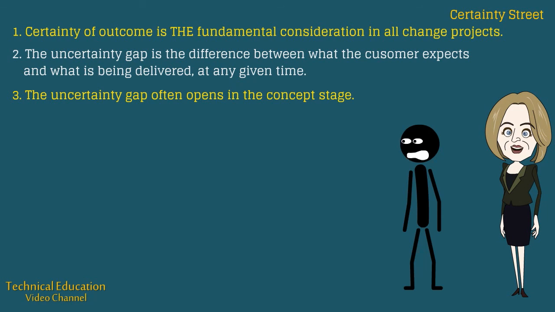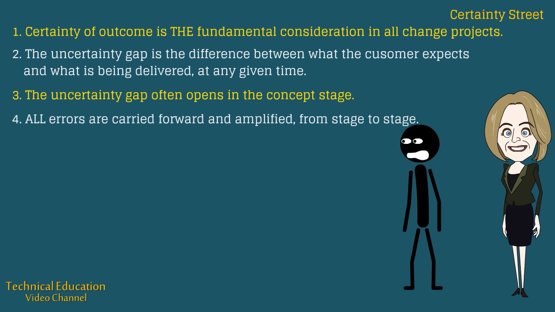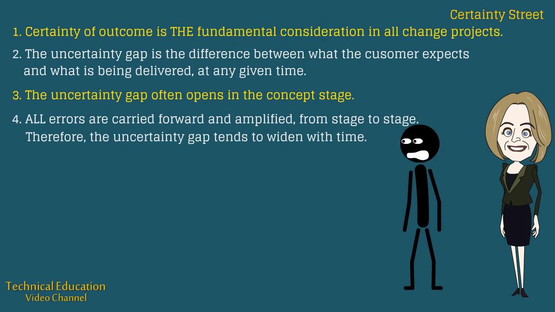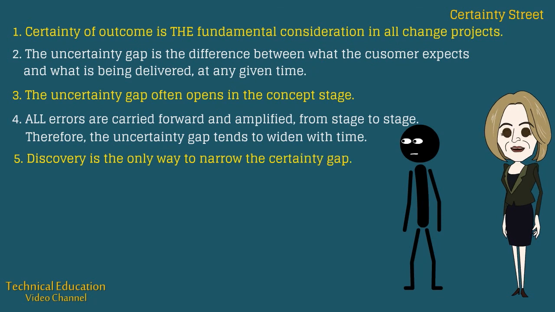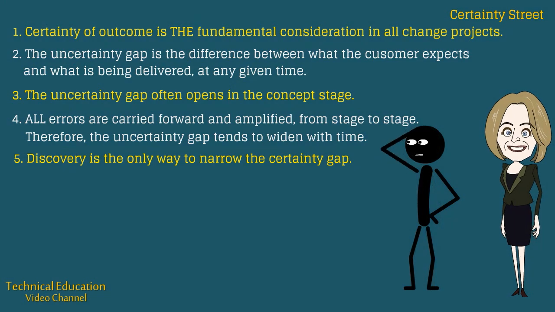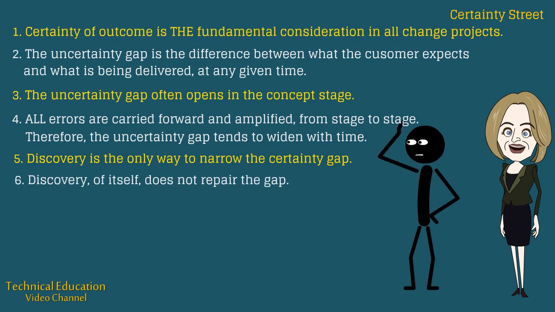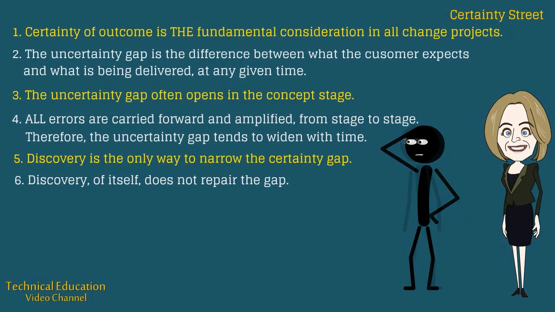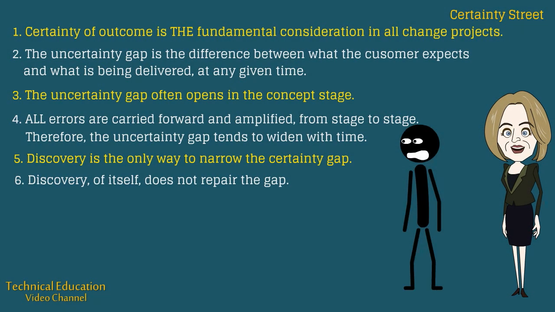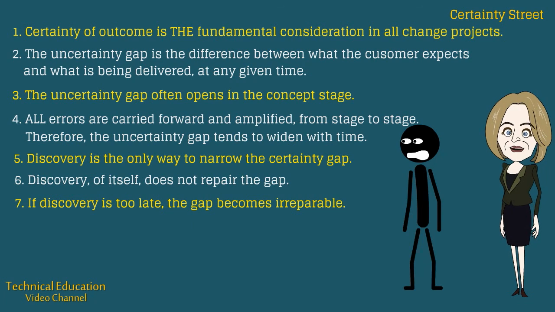Fourth, all errors are carried forward to later stages. So what we get wrong here can only get worse, never better, so the uncertainty gap will tend to widen with time because, while the customer's expectation remains constant, the project moves along on a misunderstanding. Next, we can see that discovery is the only means of narrowing the gap between expectation and likely outcome, but though discovery can detect any gap, it does not repair it. Only corrective action can do that. And if the gap is discovered too late, it will certainly become irreparable, except at prohibitive cost.